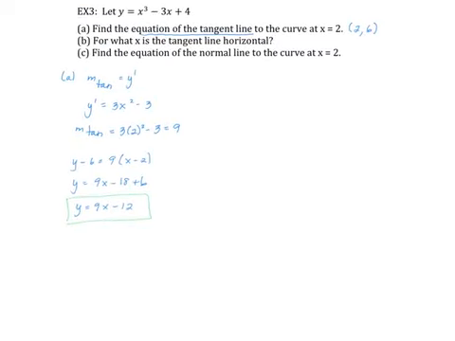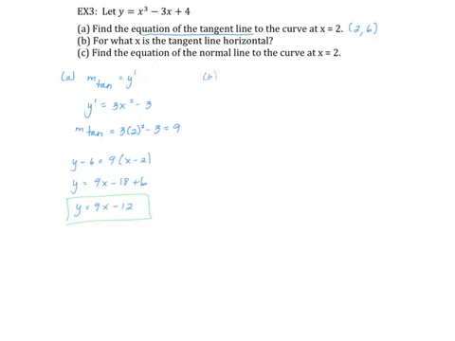So just solving for y, we get y is equal to 9x minus 12. So that would be the equation of the tangent line when x is equal to 2. Sorry. So let's look at part B.